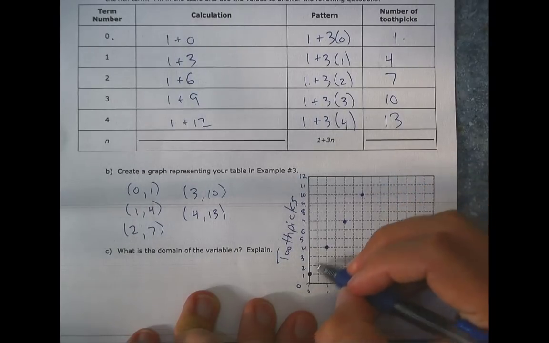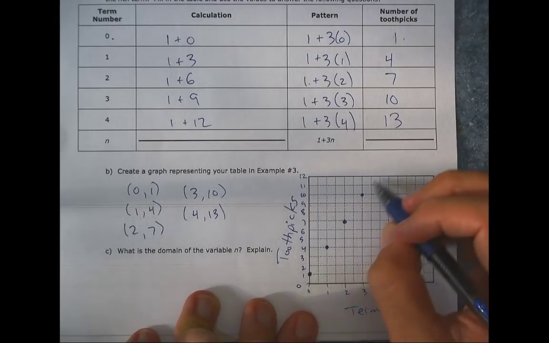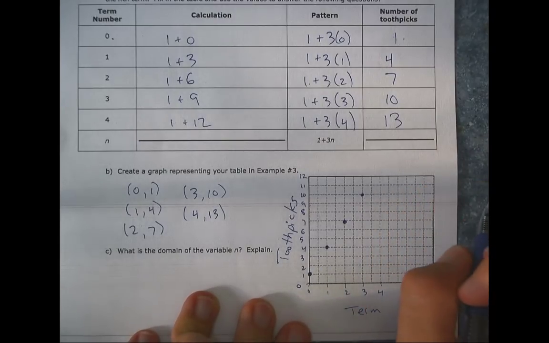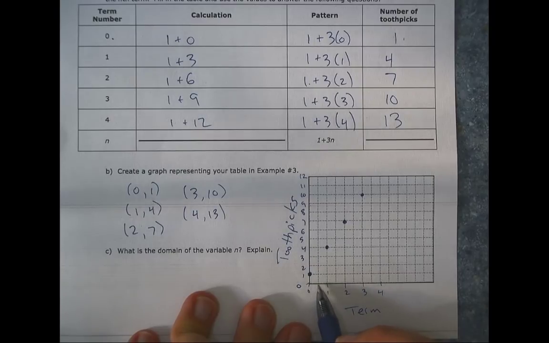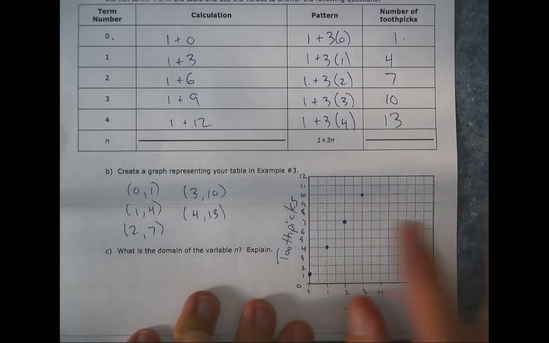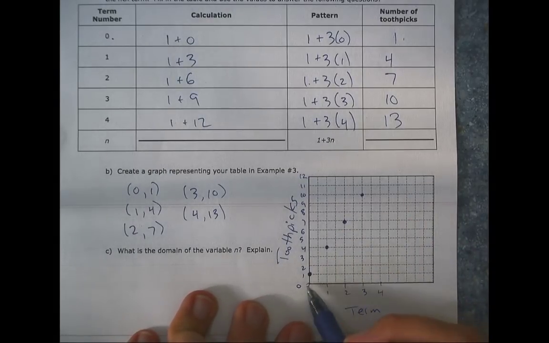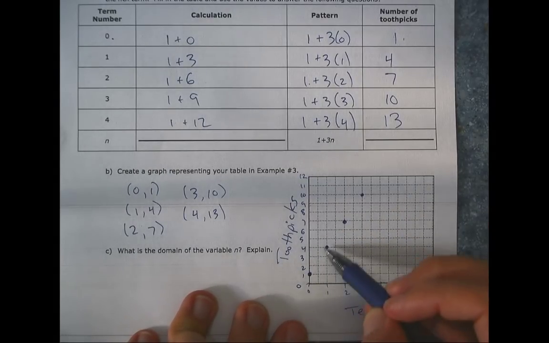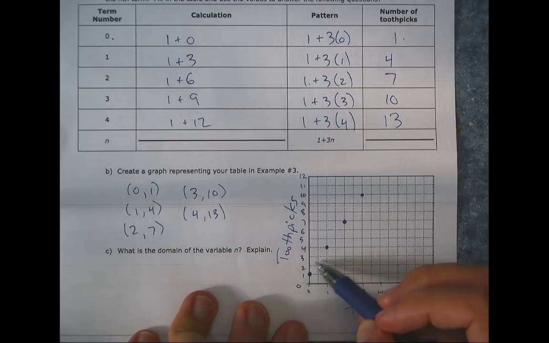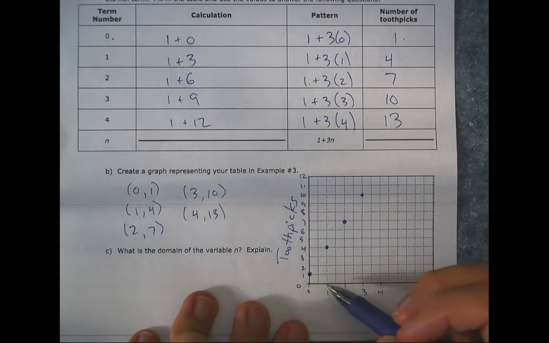Now, before you go connect this, I think your first instinct is going to be to draw this line. Let's think for a second. Does that make sense? Is there a term half? Is there a term 1.7? No, in this specific situation, there's only a term 1, a term 2, a term 3, and a term 4. There's no halfway to a term. Okay, so we can't connect this. There are no values in here. You're not going to have a piece of a toothpick for half a term. That doesn't make sense.